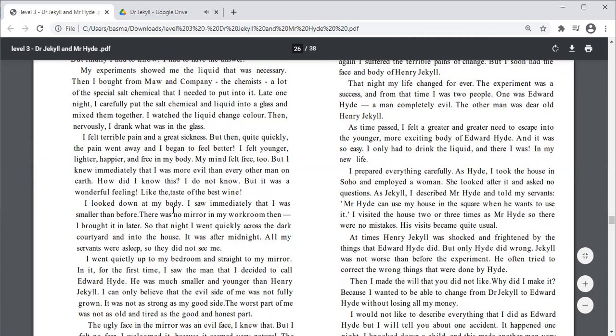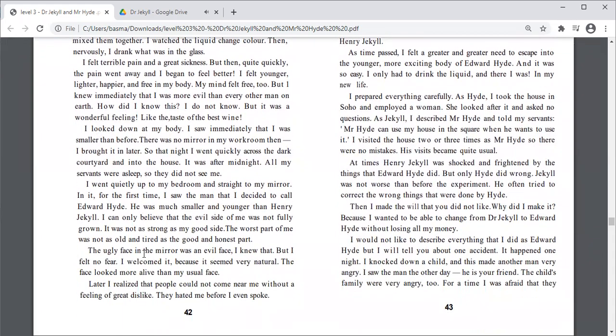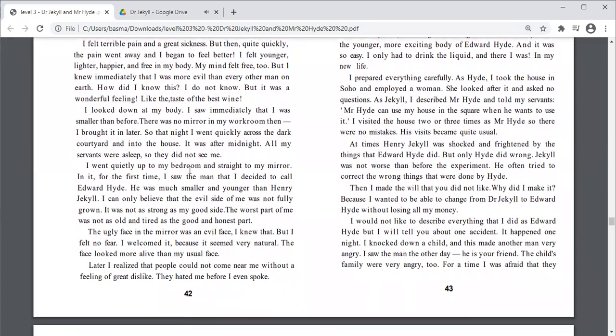I looked down at my body. I saw immediately that I was smaller than before. There was no mirror in my workroom then. I brought it in later. So that night I went quickly across the dark courtyard and into the house. It was after midnight. All my servants were asleep, so they did not see me. I went quietly up to my bedroom and straight to my mirror.